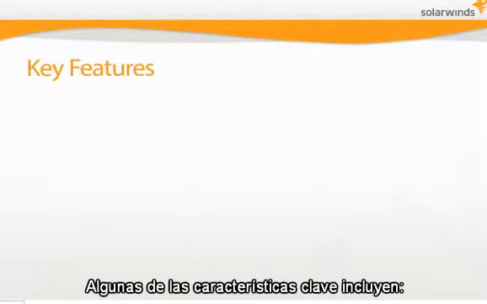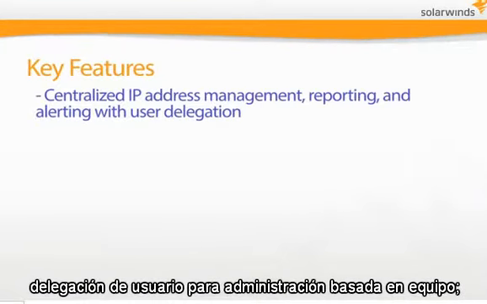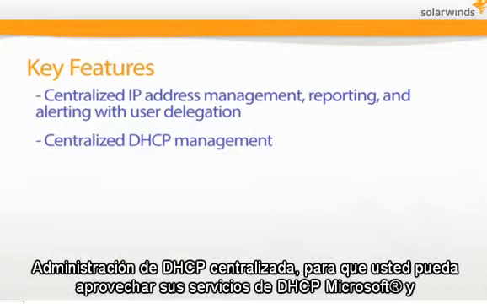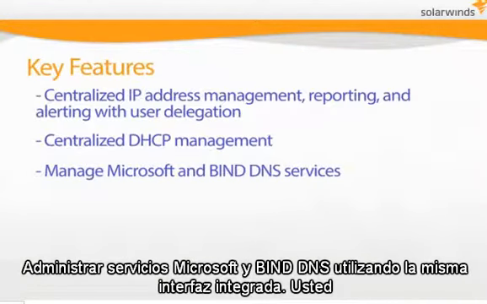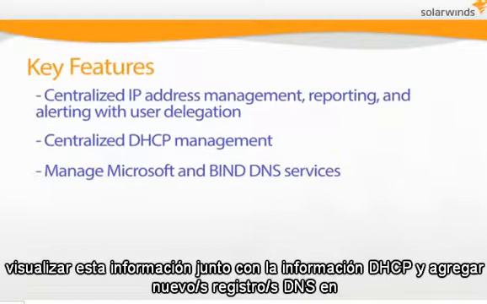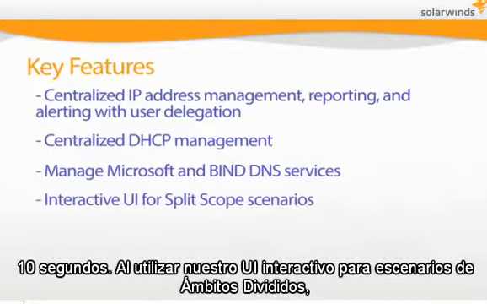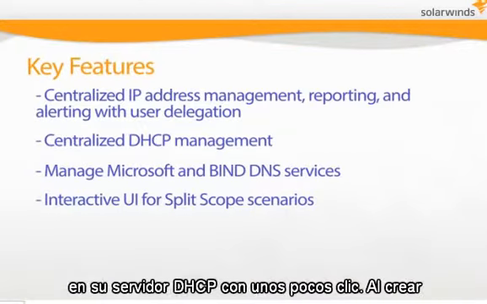Some of the key features include centralized IP address management, reporting and alerting with user delegation for team-based management. Centralized DHCP management so you can leverage your existing Microsoft and Cisco DHCP services, including Cisco ASA devices. Manage Microsoft and BIND DNS services using the same integrated interface. You can consolidate and change Microsoft DNS information from multiple servers and view this information alongside DHCP information, and add new DNS records in as little as 10 seconds. Using our interactive UI for split scope scenarios, you can now define high availability or load balancing split scope scenarios on your DHCP server in a few clicks.